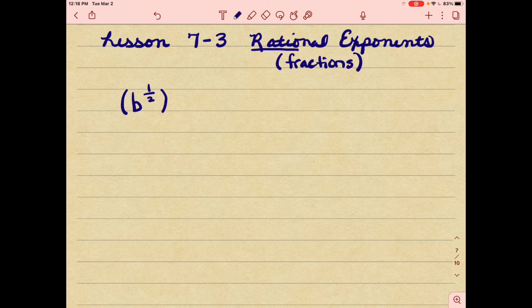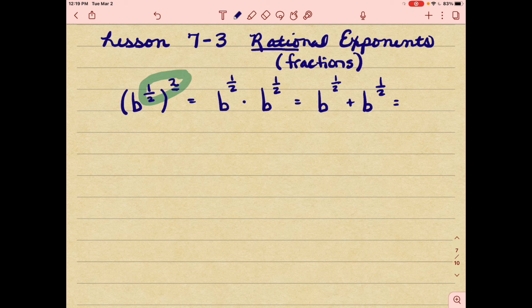And let's say I have b to the 1/2 squared. Well, we know that that would equal b to the 1/2 times b to the 1/2, because we already know the rule that tells us that an exponent on an exponent means that we are going to apply this to the b to the 1/2. So that would mean that we would add our exponents, 1/2 and 1/2. And 1/2 plus 1/2 is 1.